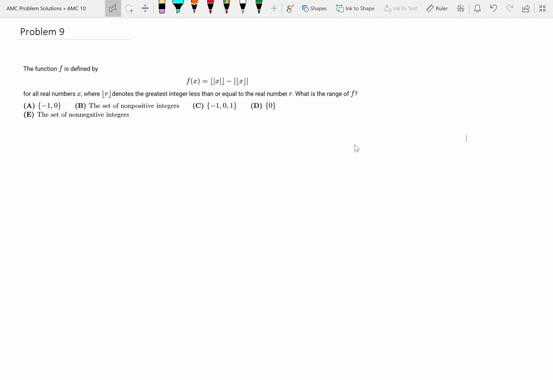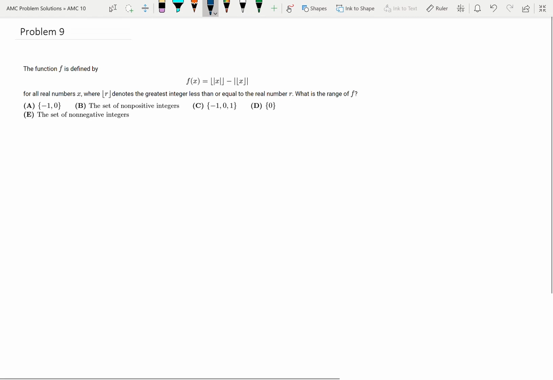The function f is defined by f of x equals this for all real numbers x, where that symbol r denotes the greatest integer less than or equal to the real number r. What is the range of f?